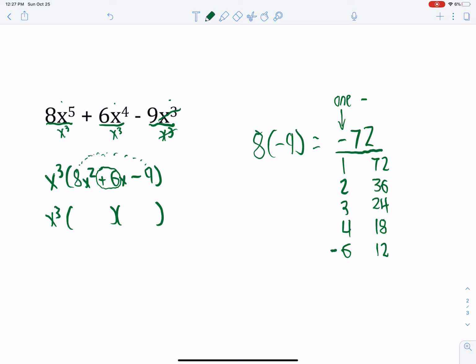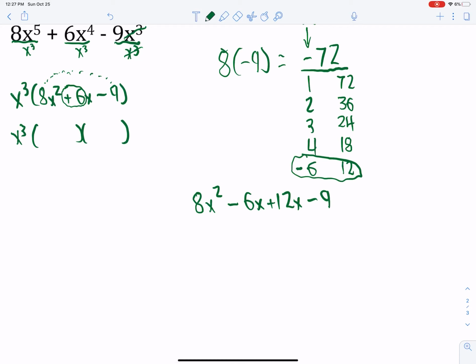Because if I do negative 6 times 12, I get negative 72. Negative 6 plus 12 is that positive 6 that I'm looking for. So I would leave the 8x squared alone and then rewrite that middle term using those two numbers that I just found. So instead of plus 6x, we have minus 6x plus 12x, and then a minus 9. And with this, I do the factoring by grouping.